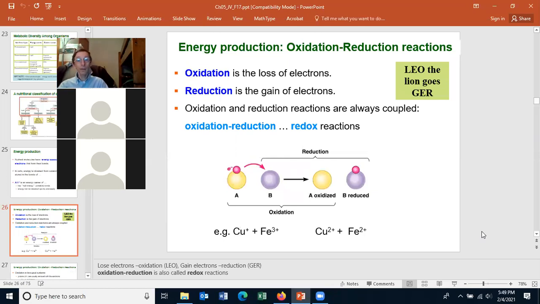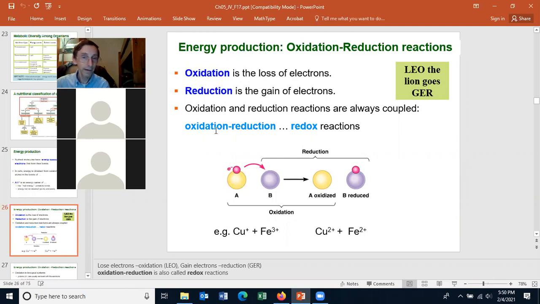All right, so we get our energy needs from oxidation reduction reactions, but in reality, almost all chemical reactions, probably all of them, but we're just going to say almost all chemical reactions happen by oxidation reduction reactions. Oxidation is when one molecule or atom loses an electron. So oxidation is the loss of electrons. Reduction is where the other molecule or atom gains an electron. Oxidation reduction reactions are always coupled, meaning one molecule or atom loses an electron and another molecule or atom gains the electron.